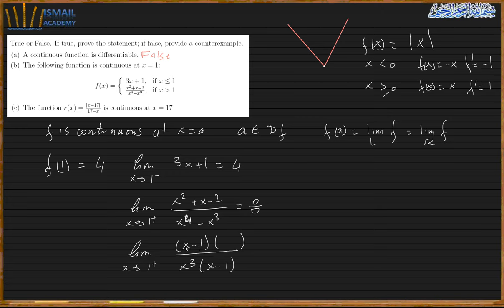So here this is x. x times x is x squared. So that means this is x. This is minus, and this is minus, that means this should be plus. And which number times 1 gives me 2? It is 2.